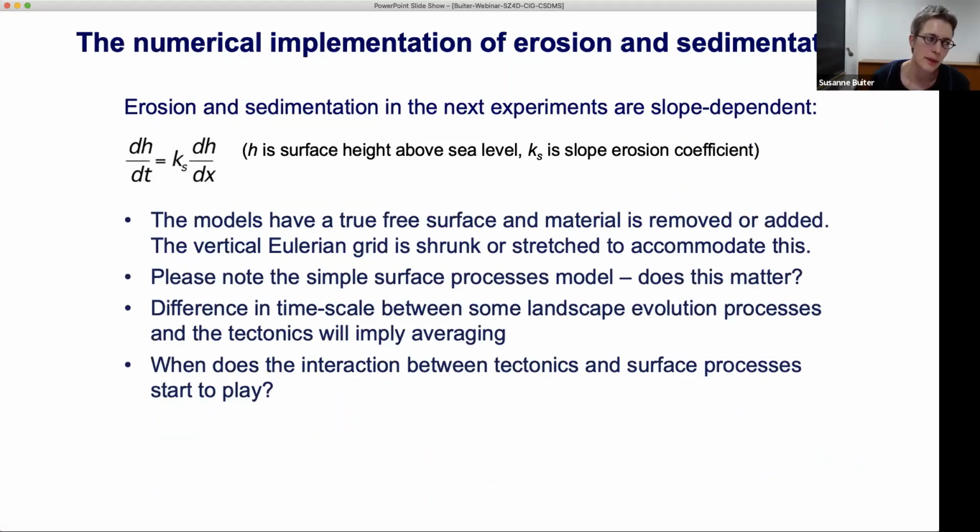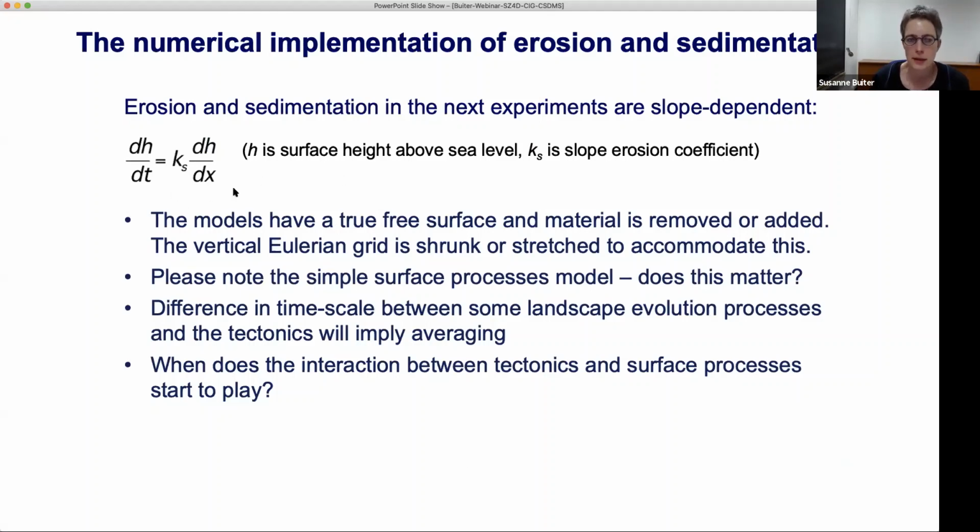I just put up some remarks and thoughts and questions that I have regarding the surface process model that I'm using. I'm not necessarily going to answer them. One way in which we implement the surface processes is because the models have a true free surface. So we remove material in erosion, we add material in sedimentation, and we shrink or stretch our Eulerian grid on which we solve our equations to accommodate the surface processes.